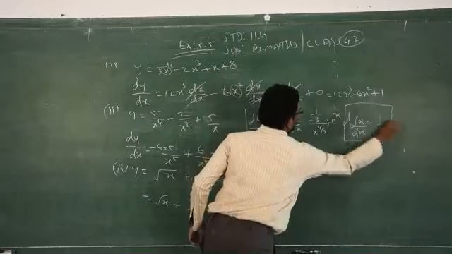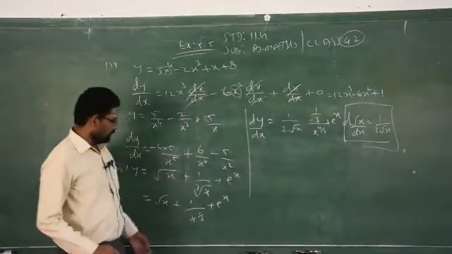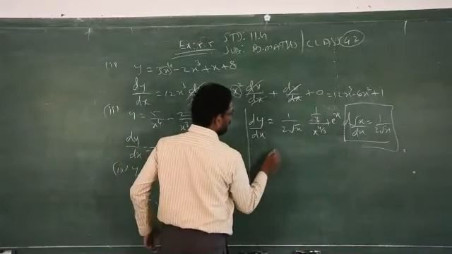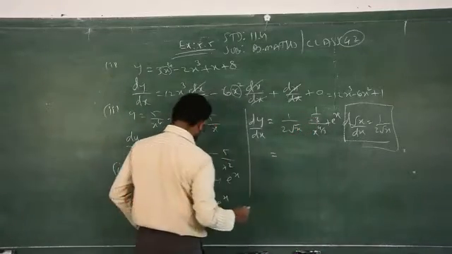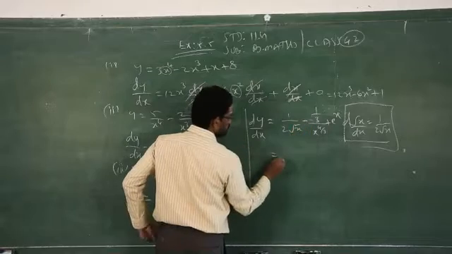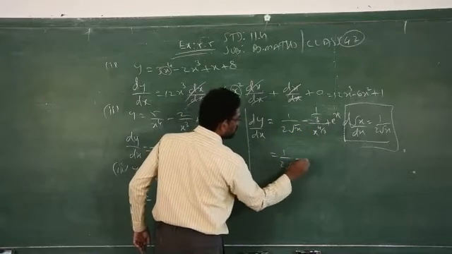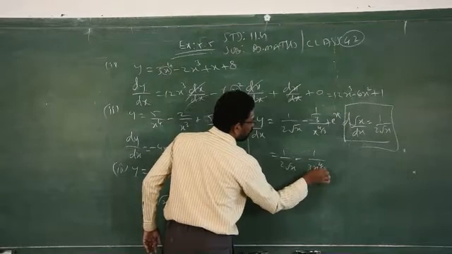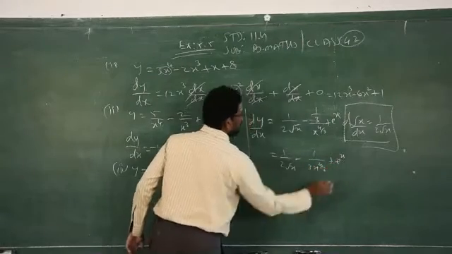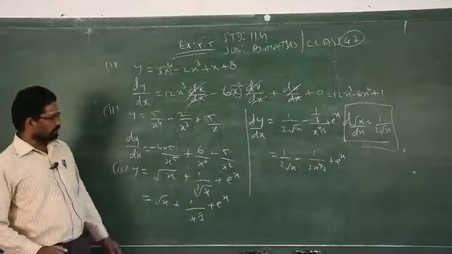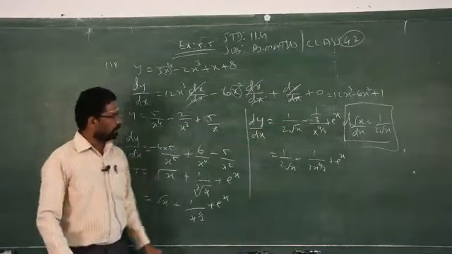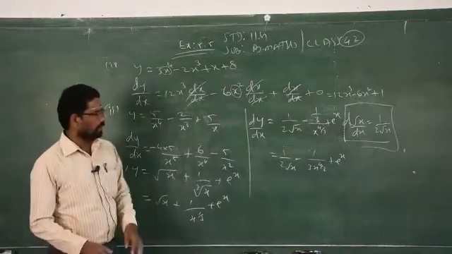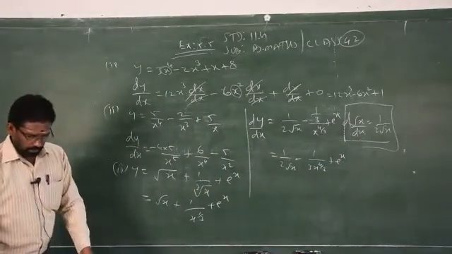Clear? Differentiation of e power x is e power x. That's the whole answer. You can bring this 3 to the denominator, change the sign, plus will become minus. So 1 by 2 root x minus 1 by 3 x power 4 by 3 plus e power x. That's all. So you have to memorize that the differentiation of root x is 1 by 2 root x, and the differentiation of e power x is always e power x. Clear? So there is a formula sheet. Refer to the formulas and proceed.